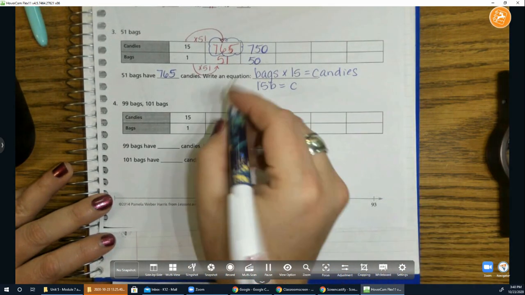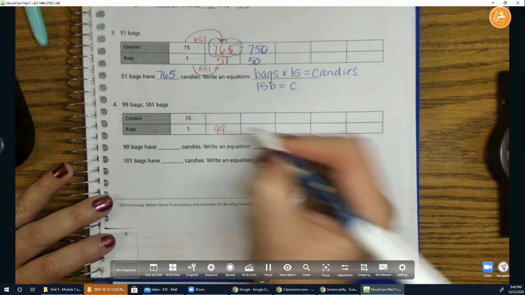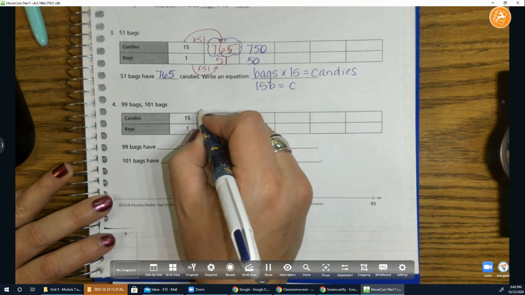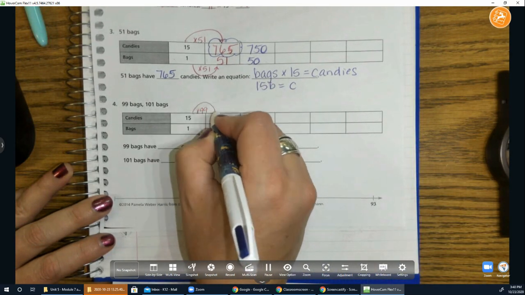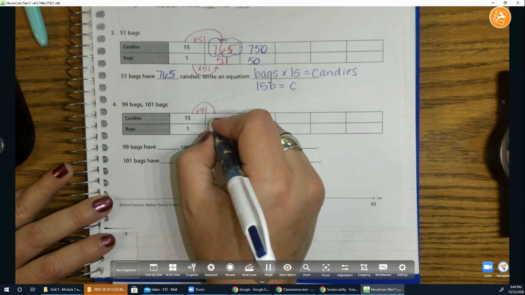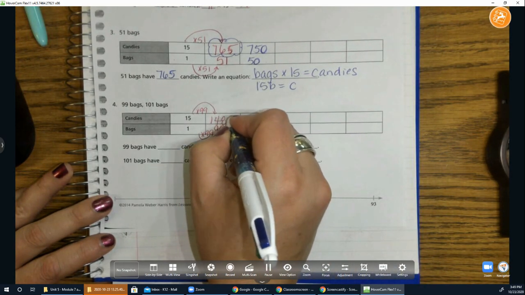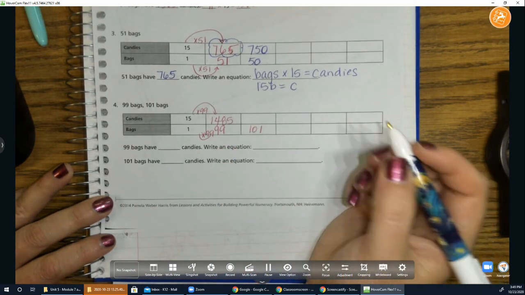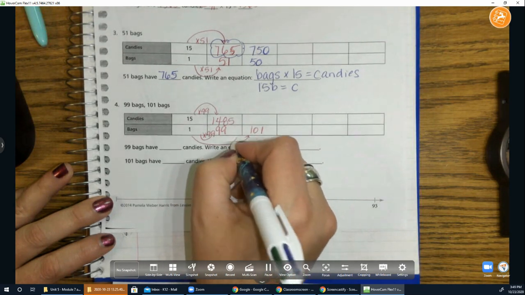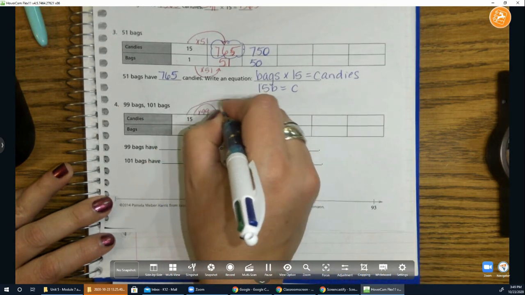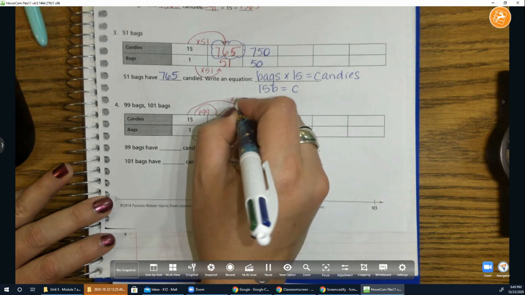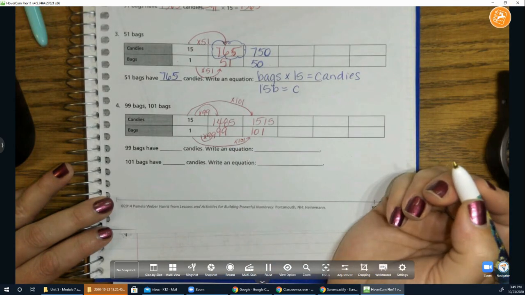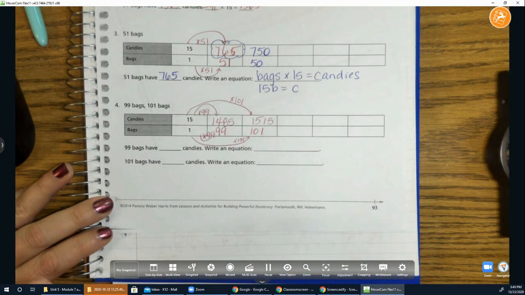Well, I could do the same thing like I've done. 99, how do I go from 1 to 99? I multiply by 99. So I could take 15 and multiply it by 99, and I would get 1,485. To get 101, I can multiply 1 by 101 and 15 by 101 and get 1,515.